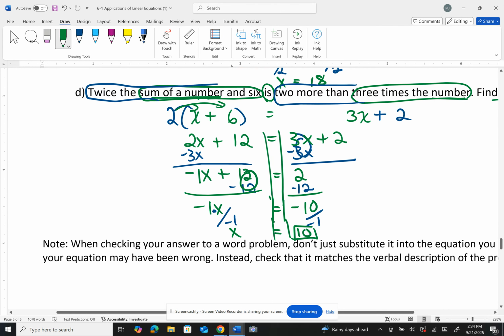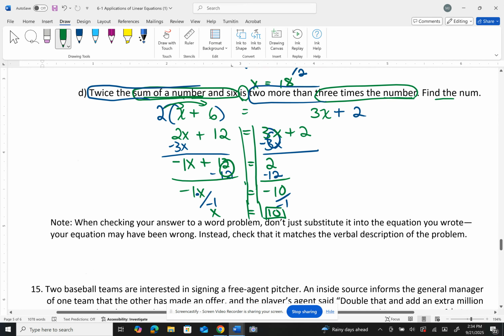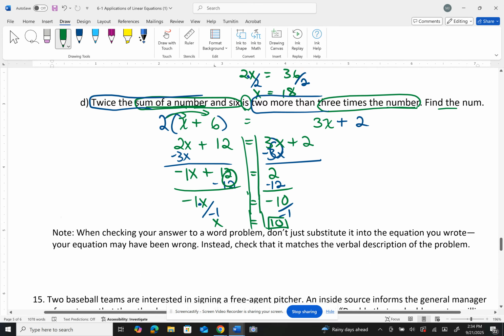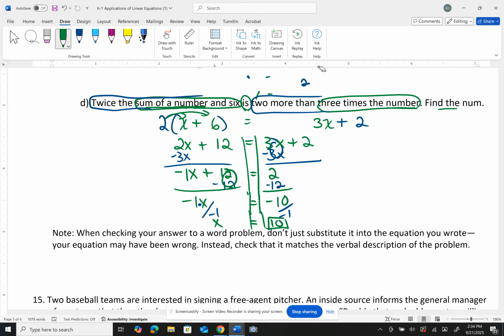All right, now this is just that reminder that when you're checking a word problem, don't substitute it into the equation because you might have been wrong. Try to go back to the words and see if you can think through using the words of the problem. So let me get some room here. We'll do that on this one. All right, so my number's 10. So I'm going to go through this.